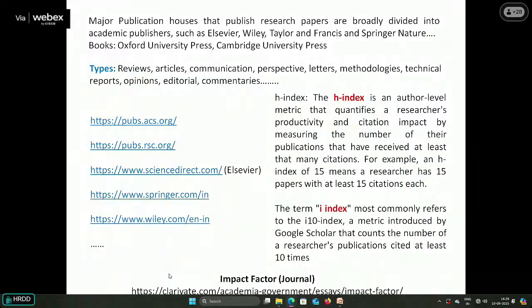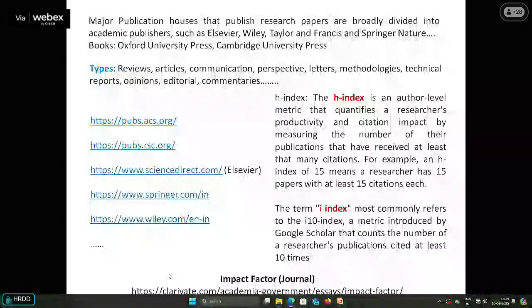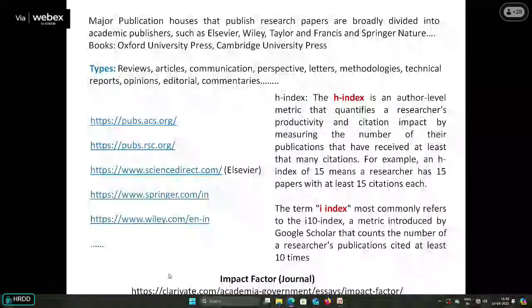Again, there is an I10 index, a metric introduced by Google Scholar that counts the number of a researcher's publications cited at least 10 times. So the number of papers which have been cited at least 10 times gives us the I10 index. Generally I10 index is more than H index, because for I10 the threshold is just 10.